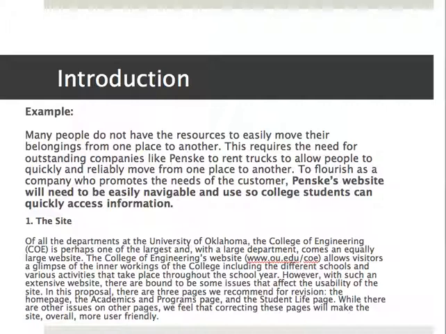Of all the departments at the University of Oklahoma, the College of Engineering is perhaps one of the largest, and with the large department comes an equally large website. The College of Engineering's website allows visitors a glimpse of the inner workings of the college, including the different schools and various activities that take place throughout the school year. However, with such an extensive website, there are bound to be some issues that affect the usability of the site. In this proposal, there are 3 pages we recommend for revision: the home page, the academics and programs page, and the student life page. While there are other issues on other pages, we feel that correcting these pages will make the site overall more user-friendly.